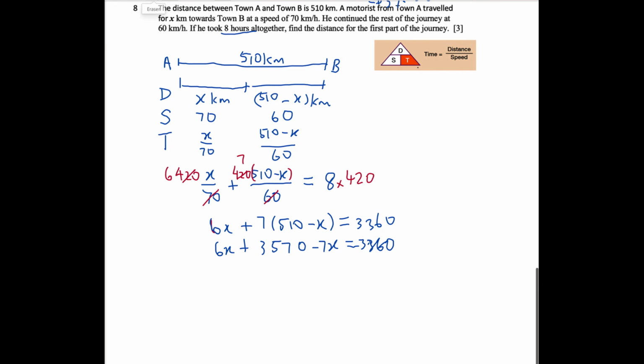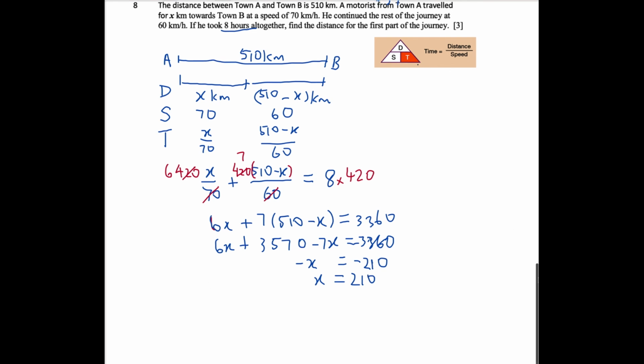Okay, simplifying it, we will get a negative x equals 3,360 minus 3,570, which will give us negative 210, which is 210. Right?